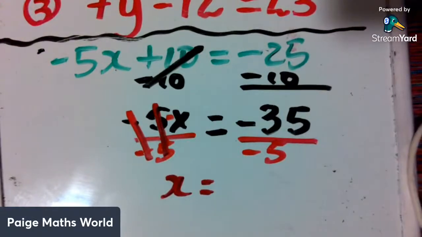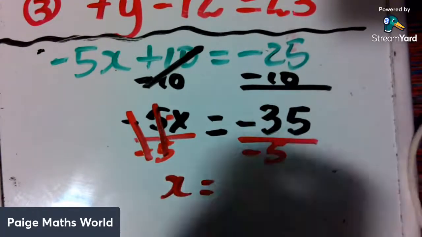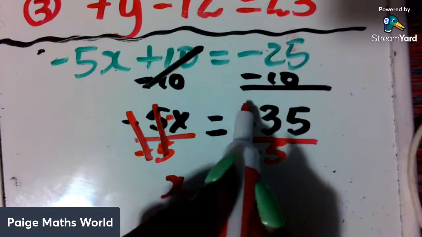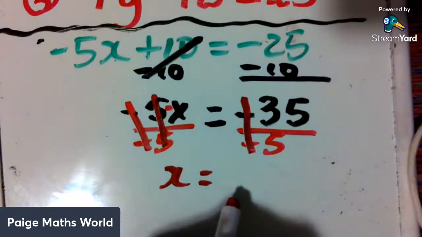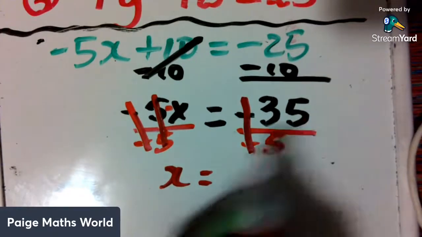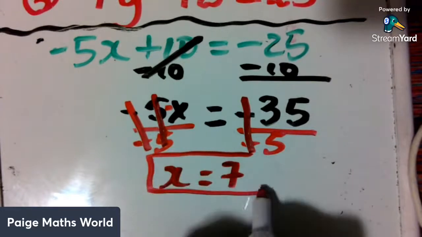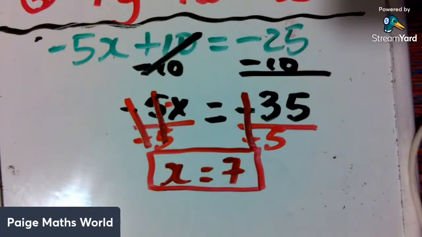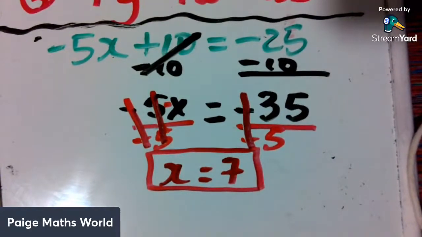But look at this part of it. Negative divided by negative. Remember, negative divided by negative, we cancel. So it's going to be a positive answer. 5 into 35 goes what? 7 times. And so x is equal to 7 for number 2. Is there any questions for number 2? Yes, Keisha, it is 7. Do you guys have any questions though?